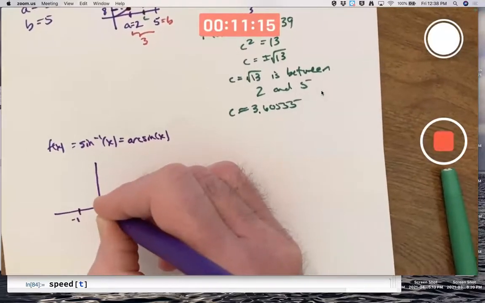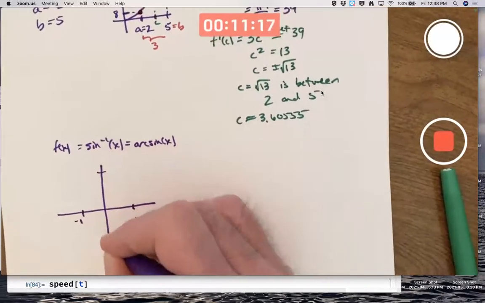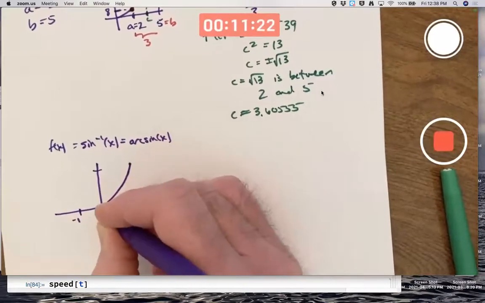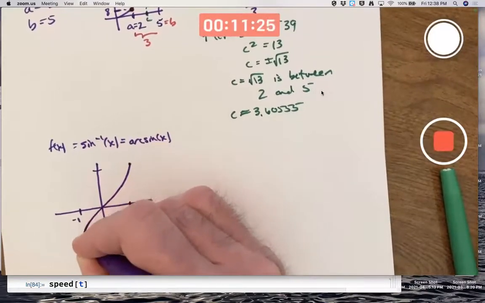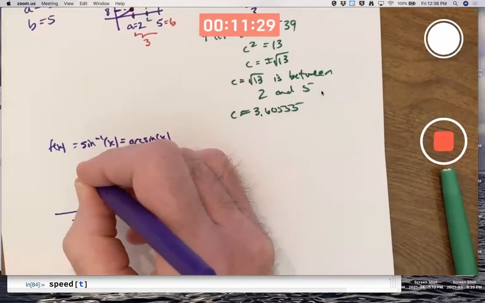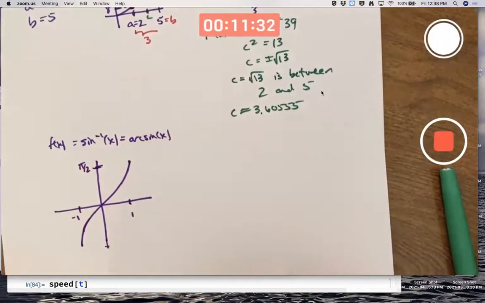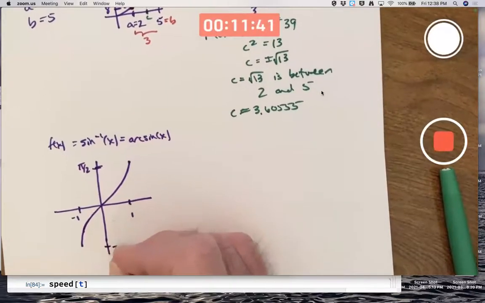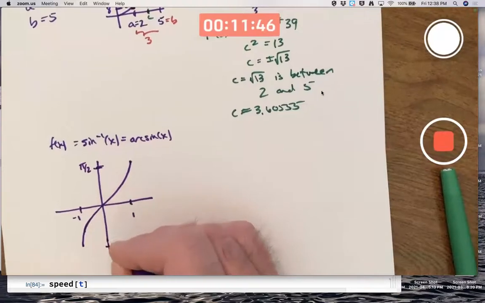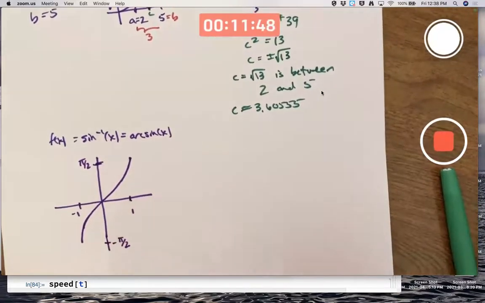Its graph on that interval looks about like this over here and this over here. Inverse sine of 1 is actually pi over 2. Inverse trig functions can be thought of as giving you outputs that are angles, though we're not drawing it like an angle. But pi over 2 would correspond to 90 degrees. And inverse sine of -1 gives you negative pi over 2.